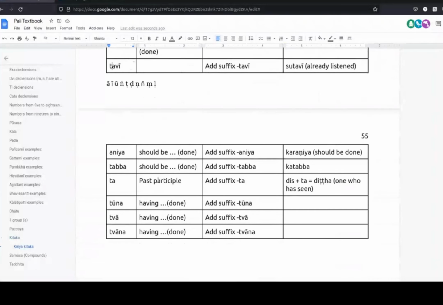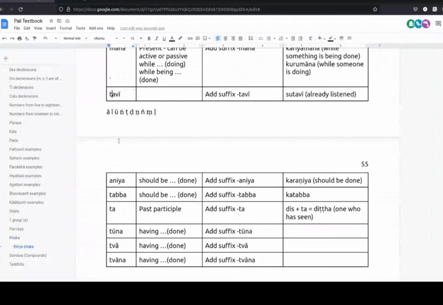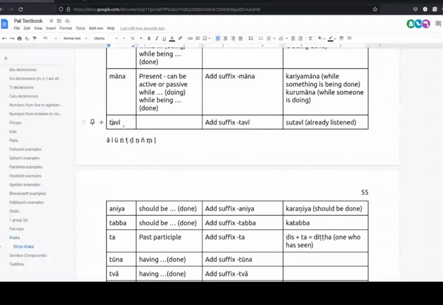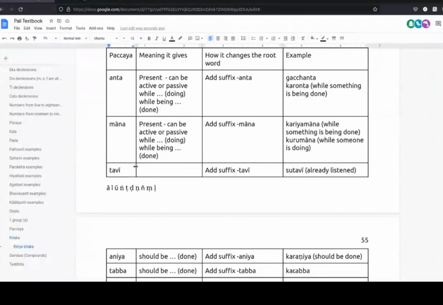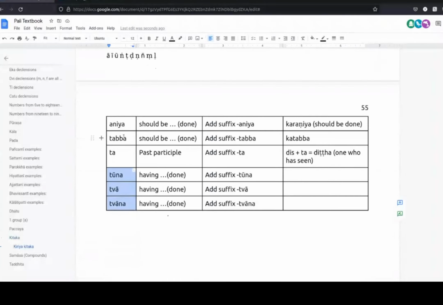Tawi is, and these ones, Tawi. What is this here? I don't know why they're in this order. But okay, so Tawi, and we've actually seen these before in the suffixes, so let's just ignore them for now. Antamano we got. Aniya and Taba are another pair that are used interchangeably. I showed you them already.